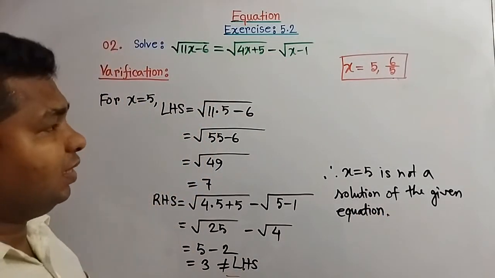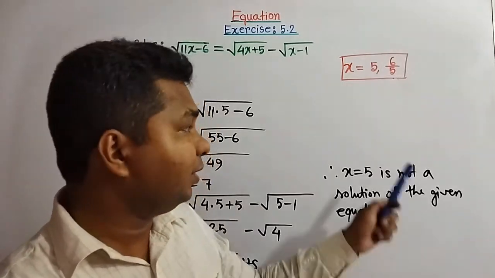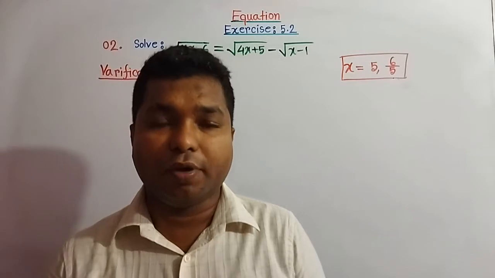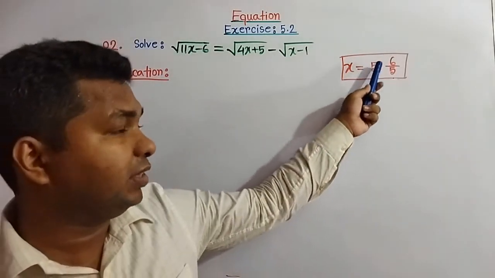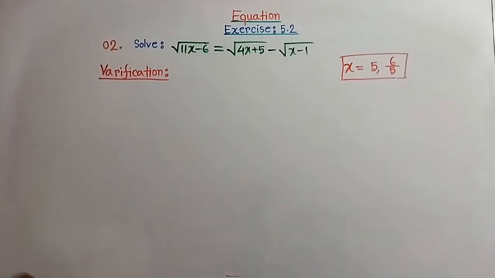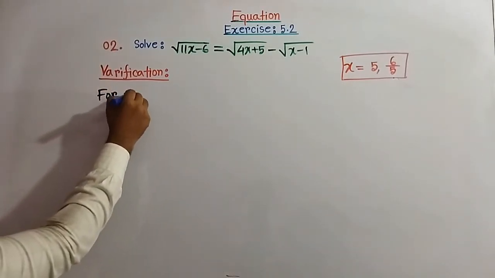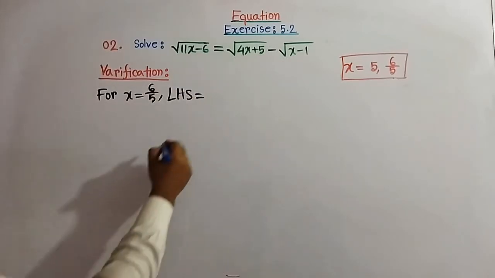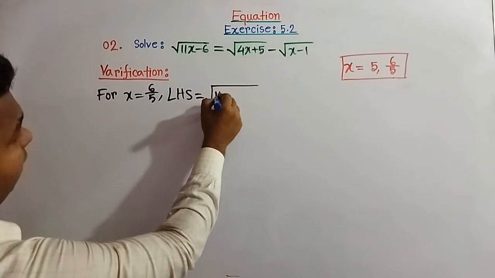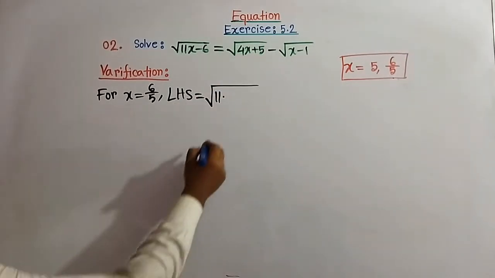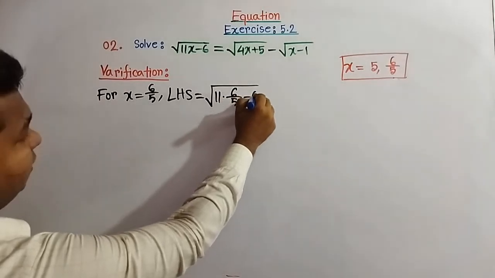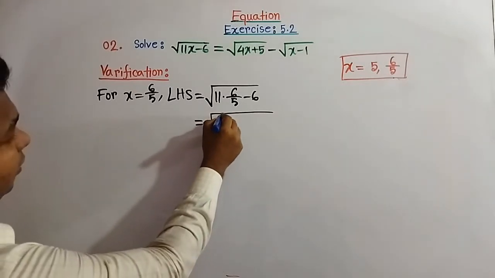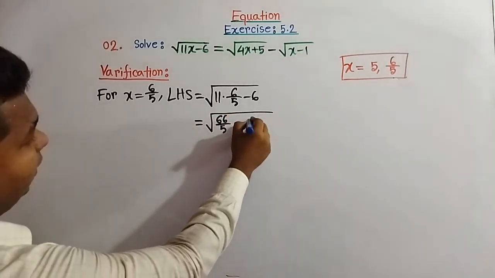Now we have to test the equation for the other root, that is x equal to 6 by 5. So the verification for x equal to 6 by 5: the left hand side is square root 11x minus 6. Here x is 6 by 5, so multiplying this, we will get 66 by 5 minus 6.